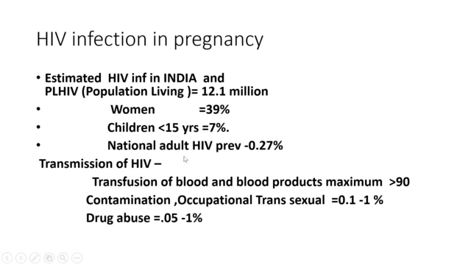Transmission of HIV infection is maximum, 90%, with transfusion of blood and blood products. Contamination, occupational hazards, and transsexual transmission account for approximately 0.1 to 1%. Minimum transmission is with drug abuse, that is 0.05 to 1%.